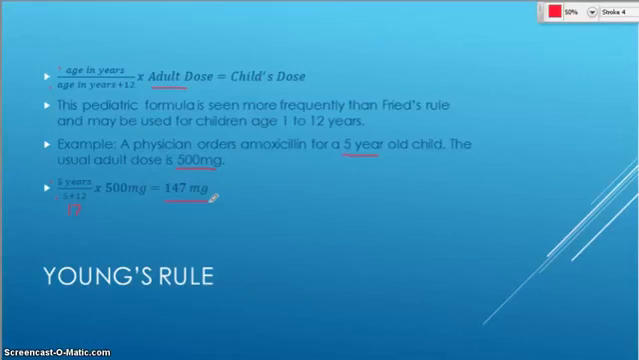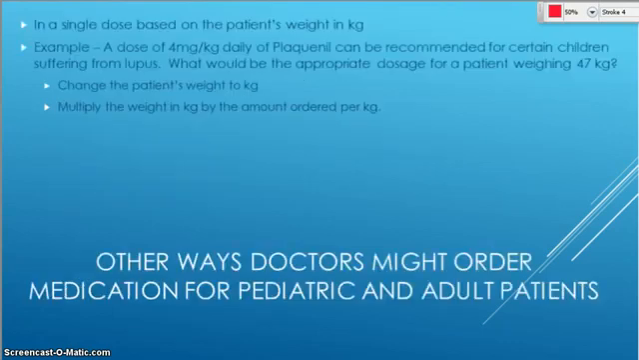So again, unless the doctor specifies use Clark's rule, Fried's rule, Young's rule, you're going to go with whatever else the doctor says. And typically it's just a plain old straight basing the calculation on weight of the child. And that also works for many of our adult patients as well. So let's look at a few more examples.